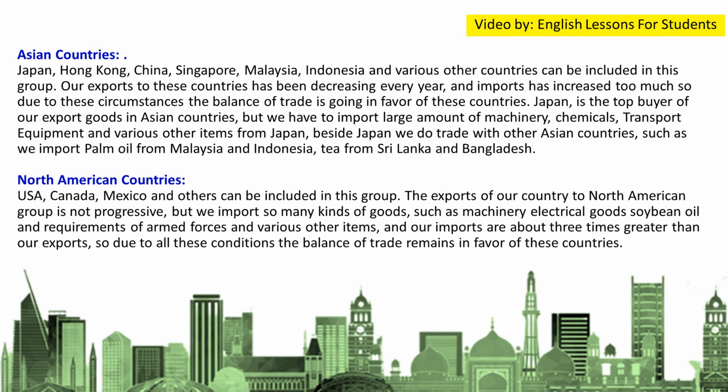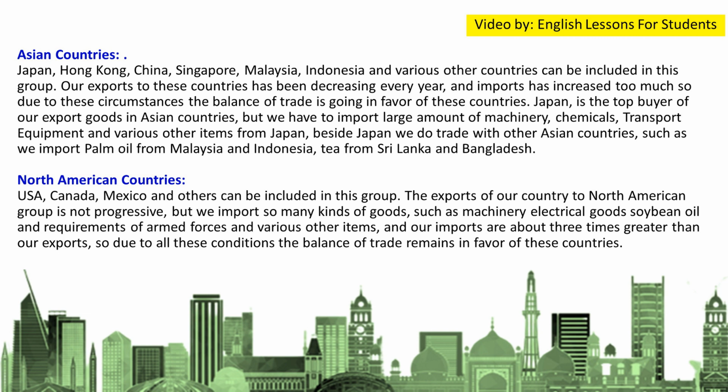Asian countries. Japan, Hong Kong, China, Singapore, Malaysia, Indonesia, and various other countries can be included in this group. Our exports to these countries have been decreasing every year, and imports have increased too much. So due to these circumstances, the balance of trade is going in favor of these countries. Japan is a top buyer of our export goods in Asian countries. But we have to import large amount of machinery, chemical, transport equipments, and various other items from Japan. Besides Japan, we do trade with other Asian countries, such as we import palm oil from Malaysia and Indonesia, tea from Sri Lanka and Bangladesh.